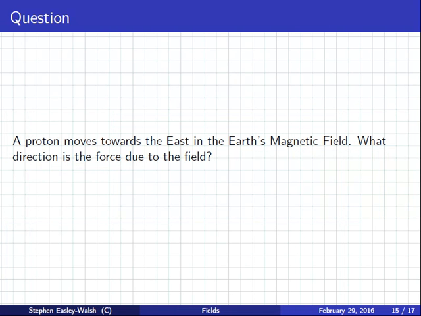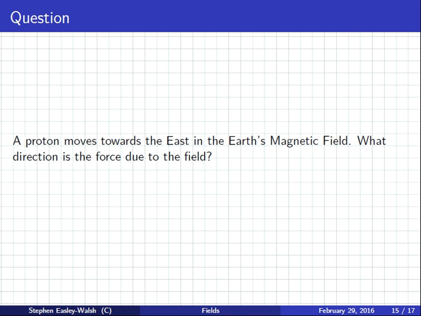The proton moves towards, so if we look here at our compass, this way is north, this way is south, this way east, this way west. So if the proton moves to the east, which way will the force be on it? Well, left-hand rule, field that way, current that way, so force up. So the force is to the sky, upwards. So the answer here is upwards. So you don't need to write this down, we did it already, it is upwards.